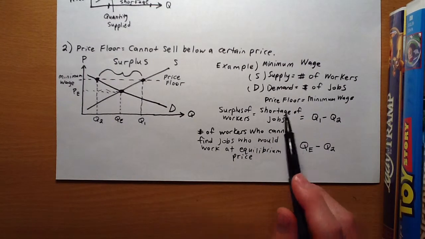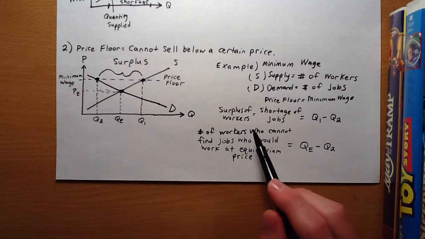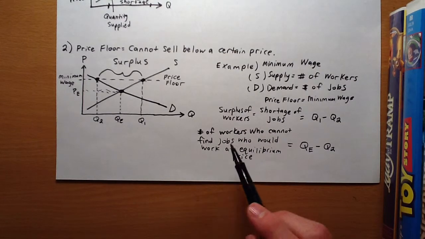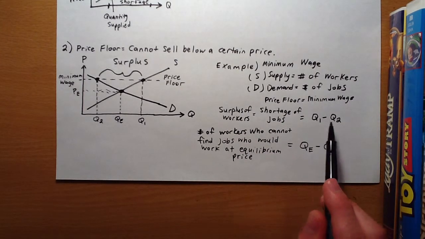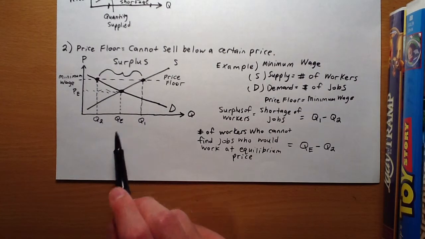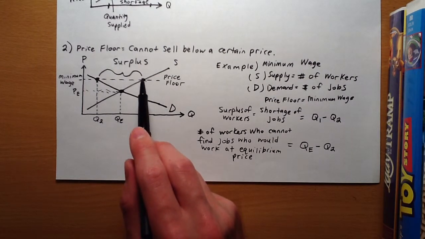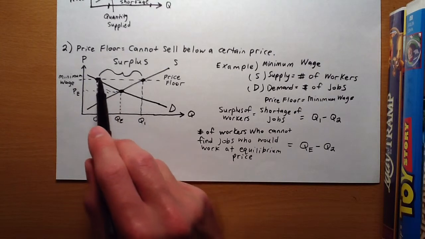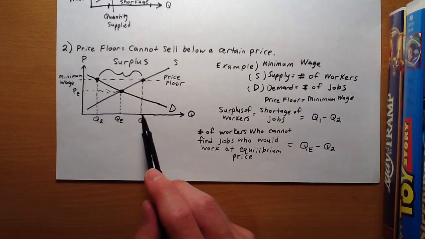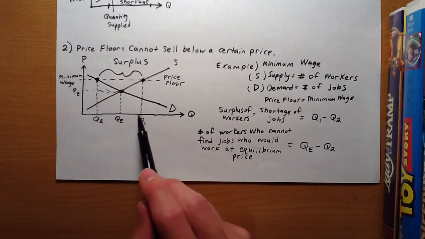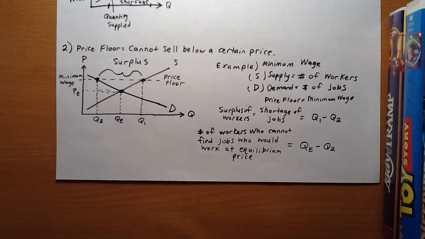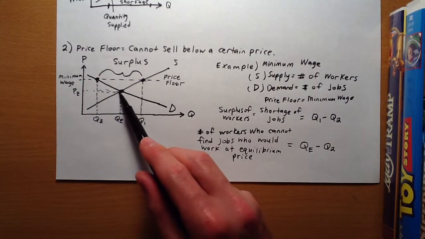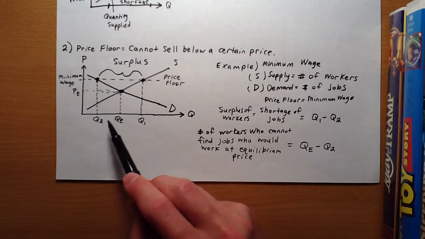If you look at the math, the algebra I'm doing here, the surplus of workers now with the minimum wage, or shortage of jobs, is Q1 minus Q2. Look at the quantities here. So, it's the labor supplied minus labor demanded, Q1 minus Q2, because it's the quantity or number of jobs, so you can subtract number of jobs. And then we have the number of workers who cannot find jobs, who would work at equilibrium price, who would work at this price right here. And that is QE minus Q2.